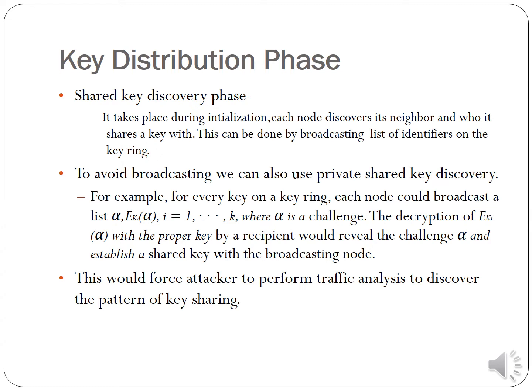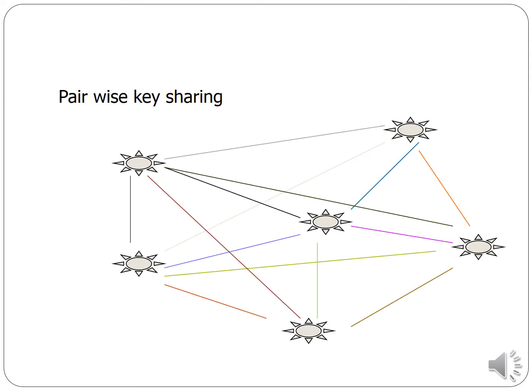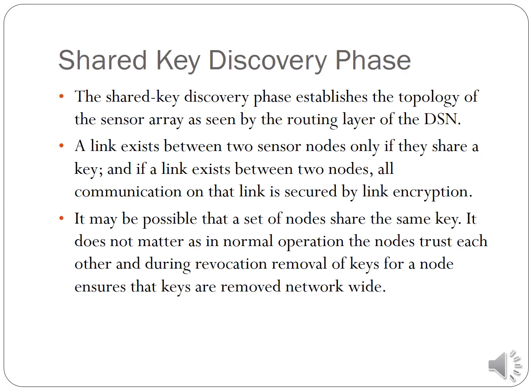This would force attackers to perform traffic analysis to discover the pattern of pairwise key sharing, as shown in the diagram. It establishes a topology of the sensor array as seen by the routing layer of the sensor network. A link exists between two sensor nodes only if they share a key. If the link between two nodes exists, the communication will be secured by link encryption.